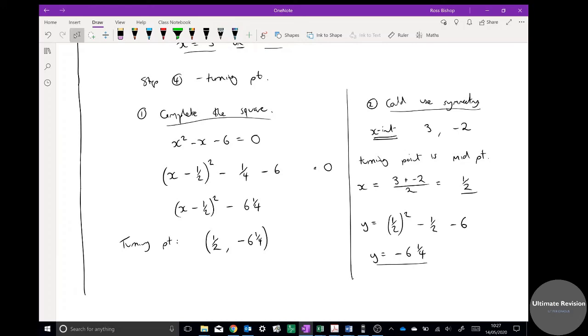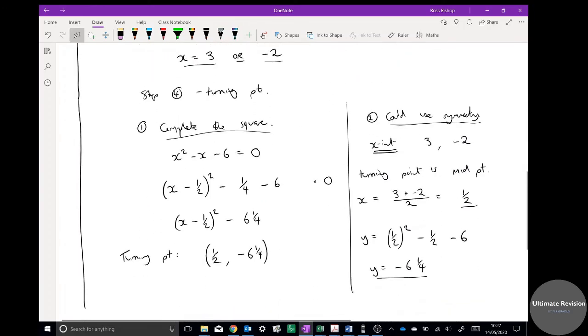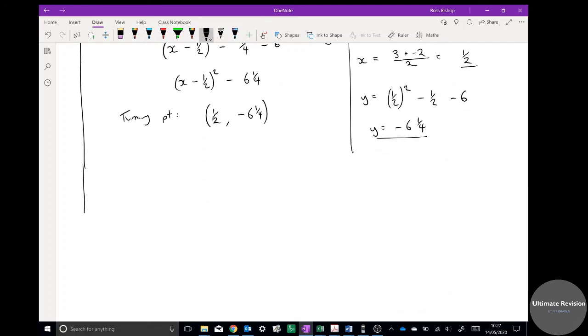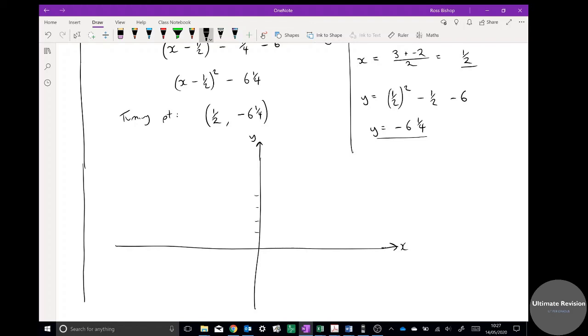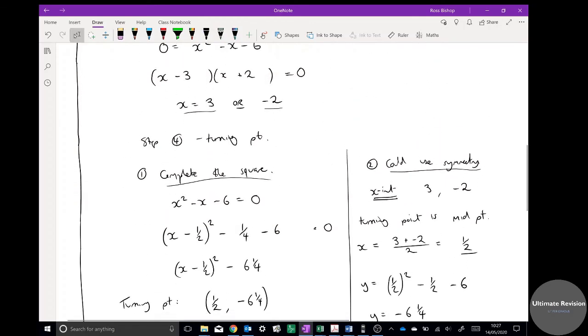Okay. Right, I've got all the information needed now, and I can go ahead and sketch this graph. Now, a sketch doesn't have to be accurate in terms of exactly to scale. So I need to draw a nice set of axes, preferably with a ruler. I don't need to start labeling things like that. That's not needed. Now, I know it crosses the x-intercept at 3 and minus 2.